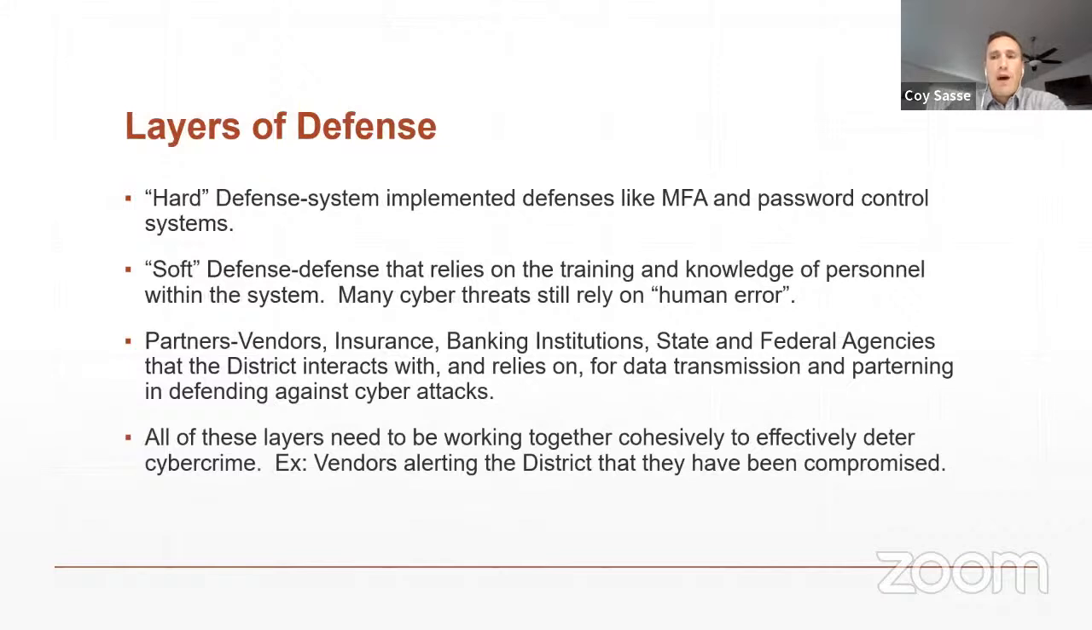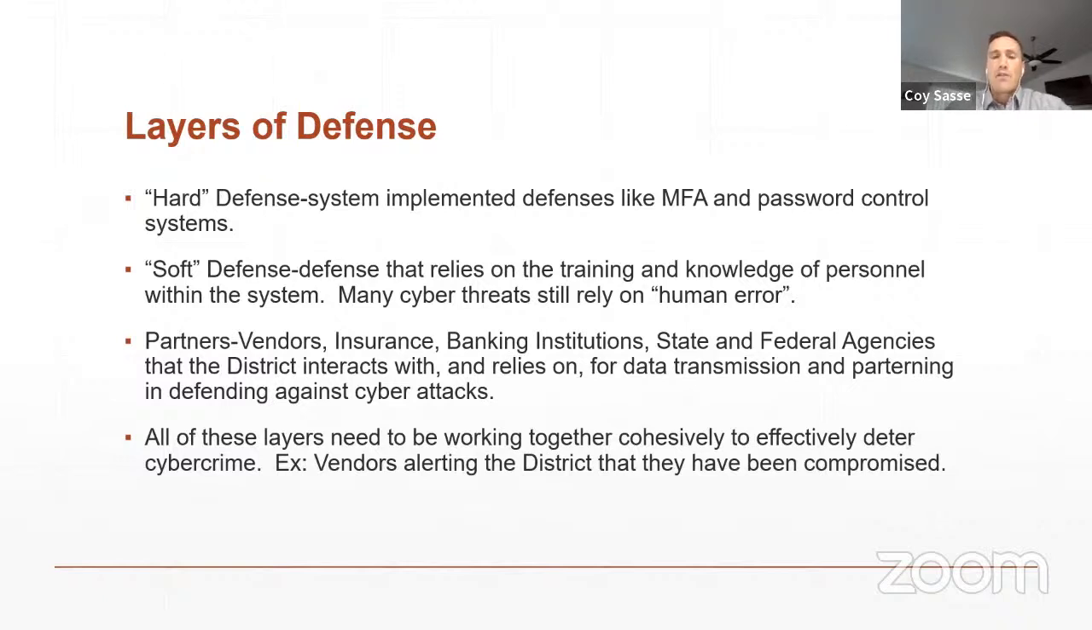So I want to talk a little bit about layers of defense. As you discuss cybersecurity, what becomes really important is building layers of defense in your system to protect against cybercrime. I think of it as a couple different things. One, what we call hard defense, and these are system implemented defenses. Those are things like multi-factor authentication, password control systems, and other security systems that are built into the hardware and software of the technology of the district.